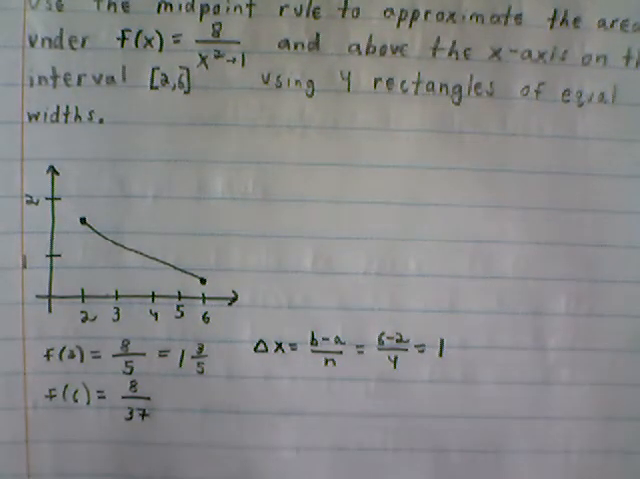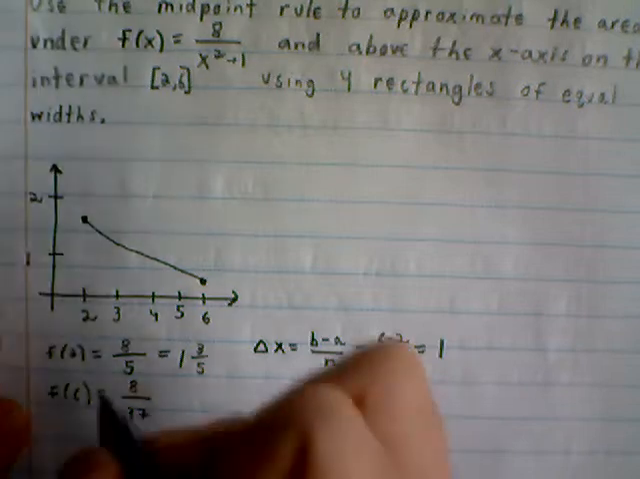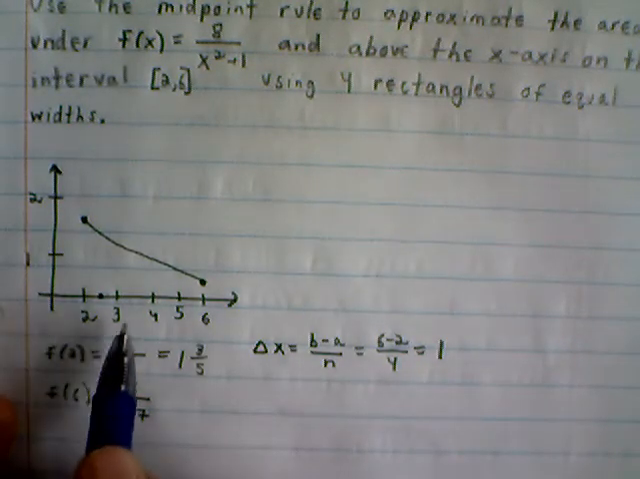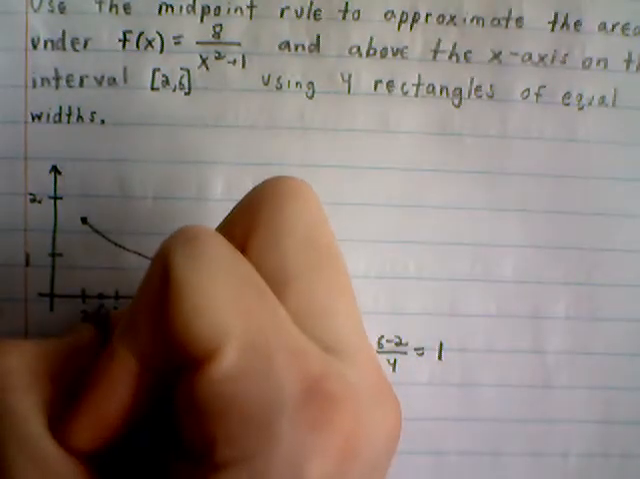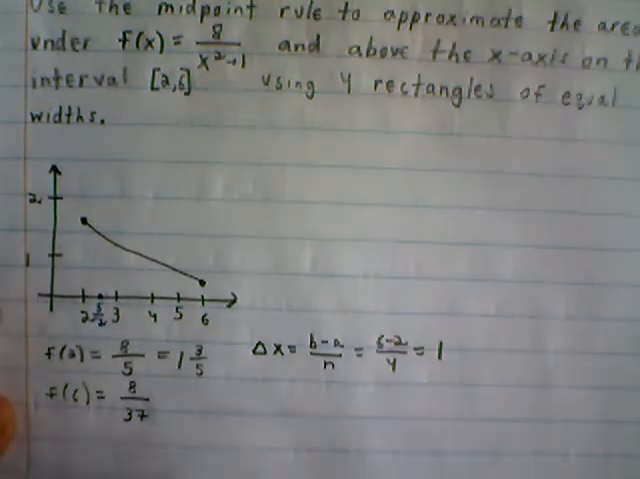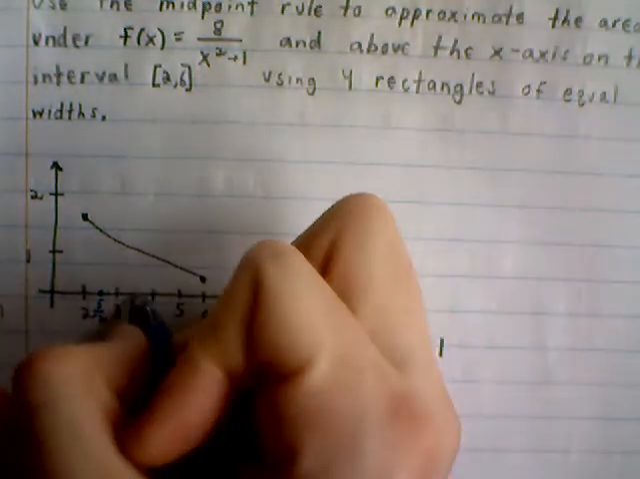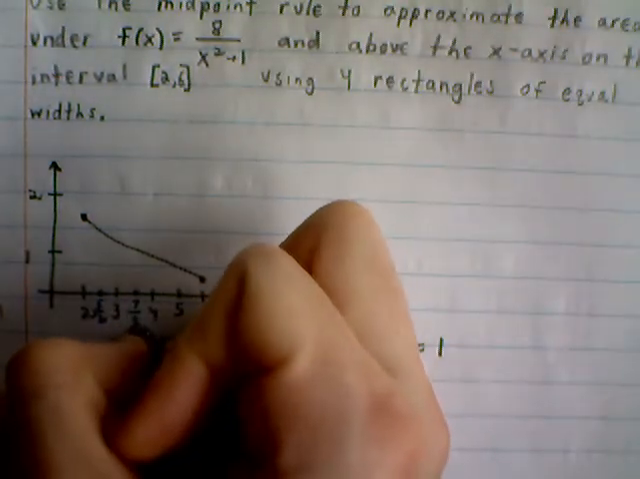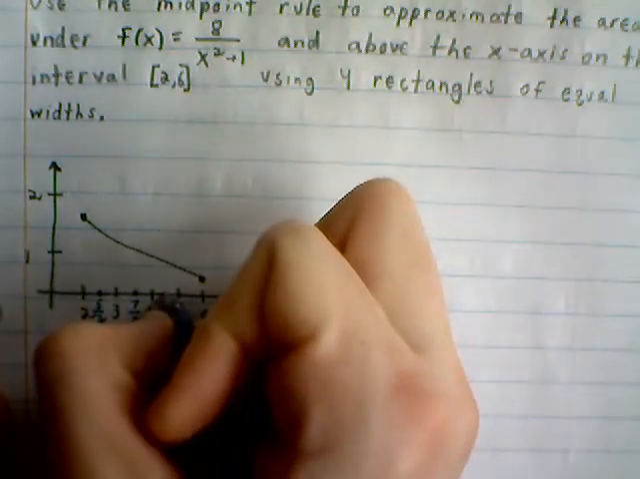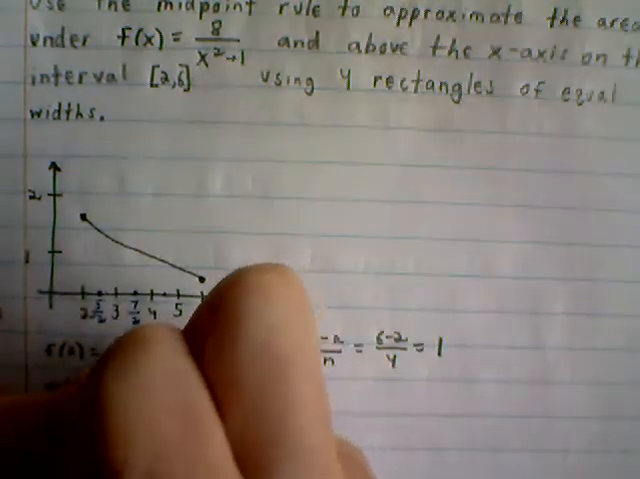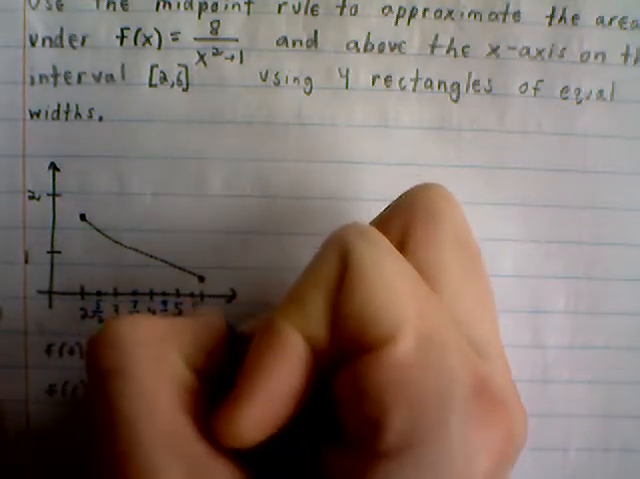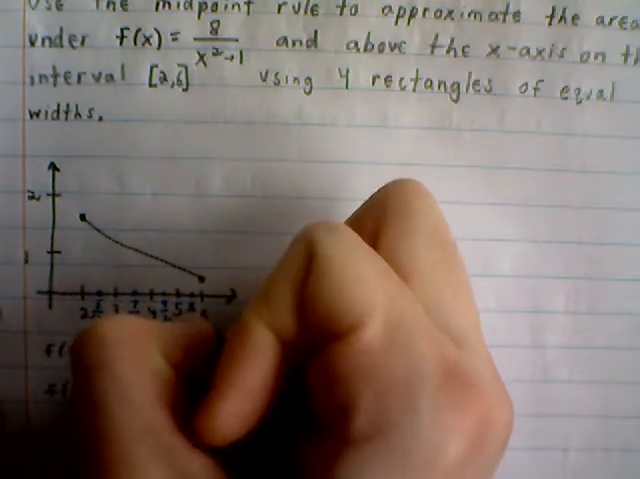All right, next I need to identify the midpoint of each subinterval. So between 2 and 3 we have 2.5 or 5/2. Between 3 and 4 I have 3.5 or 7/2. Between 4 and 5 I have 4.5 or 9/2. And between 5 and 6 I have 5.5 or 11/2.